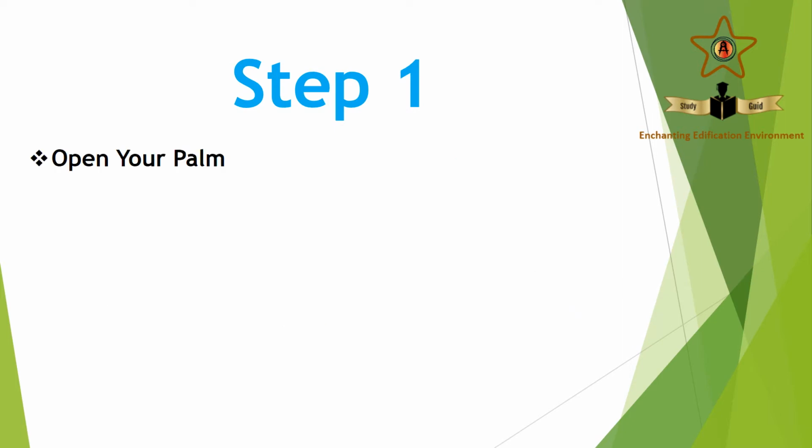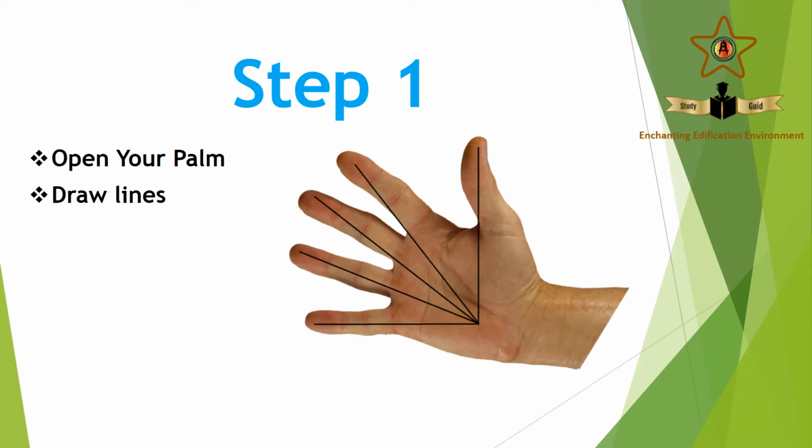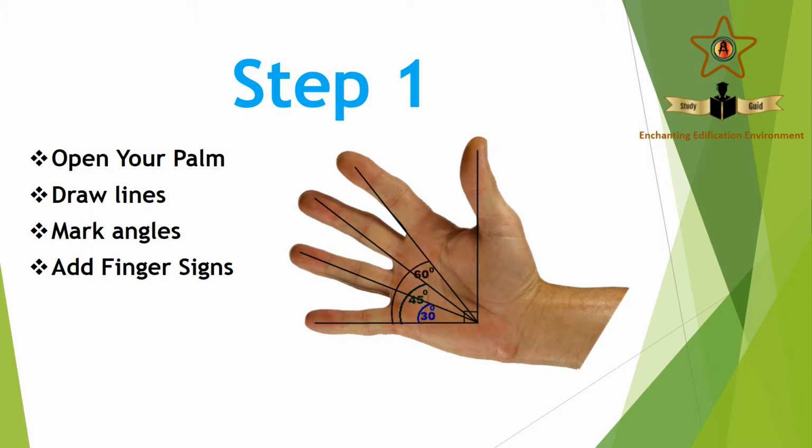Step 1. Open your palm. Draw lines. Mark angles 0, 30, 45, 60 and 90. Now add finger signs. These finger signs are numbers 0 for the little finger, 1, 2, 3, 4 up to thumb. These numbers I have called finger signs for a particular reason.